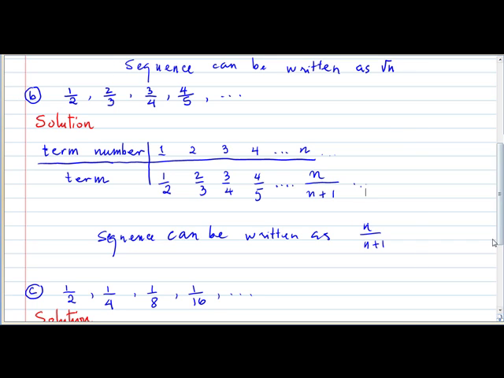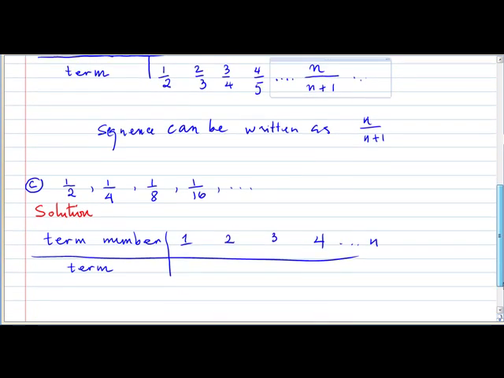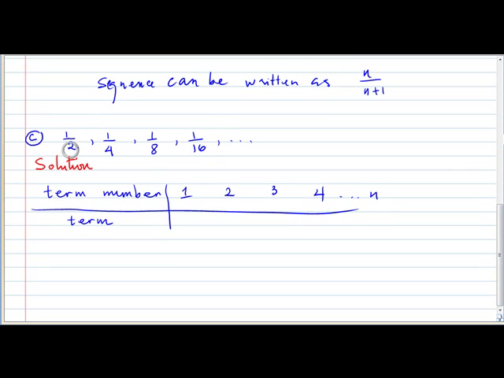Okay, let's try part C. See how we do with part C. Here I have a sequence, and I do the same thing and draw a table. I have the term number 1, 2, 3, 4, and n, and then dot, dot, dot. You can go to infinity if you like, but I need a spot for n here. I'm going to write down the terms 1/2, 1/4, 1/8, 1/16, dot, dot, dot. I want to find the general term, the nth term, for the sequence.